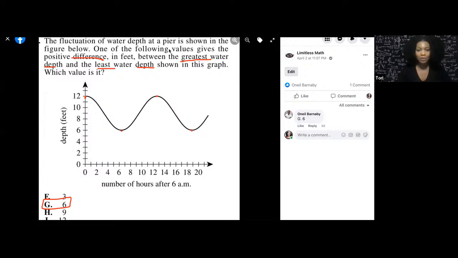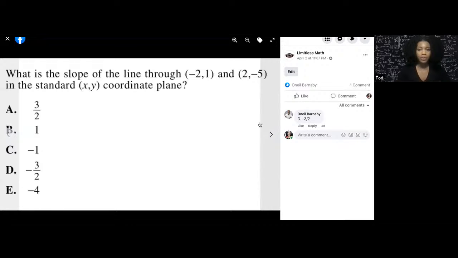All right, last one for this week. All right, here we're going back to an algebra problem talking about slope. It says, what is the slope of the line through the points -2, 1 and 2, -5?